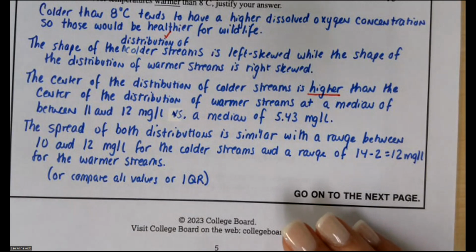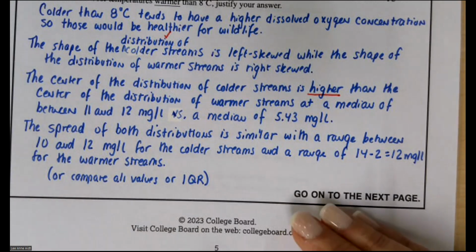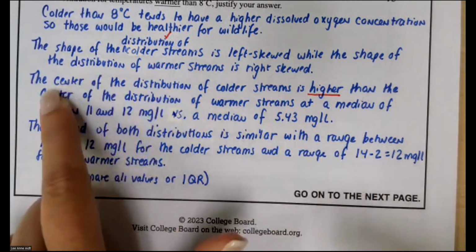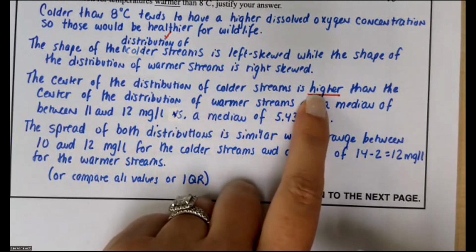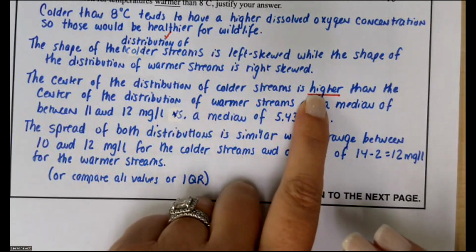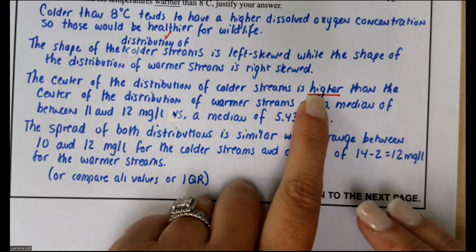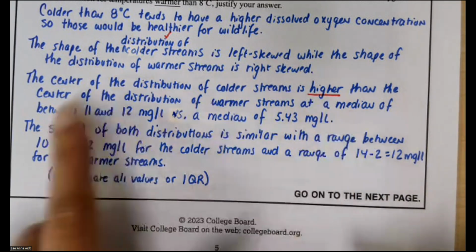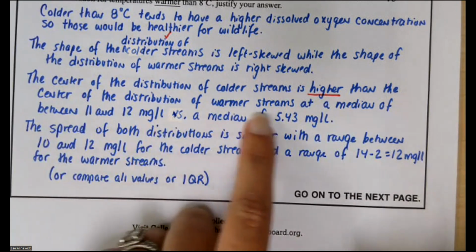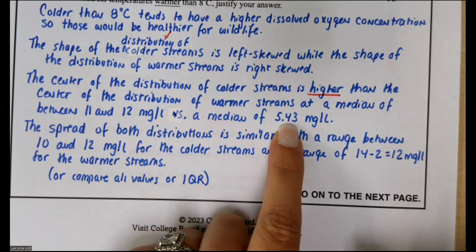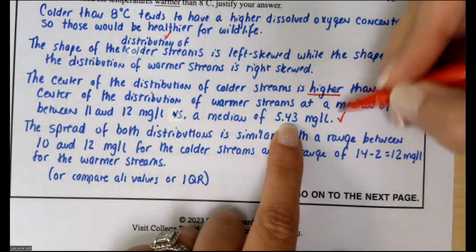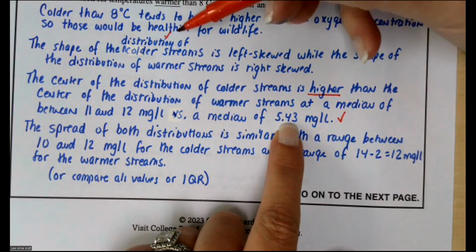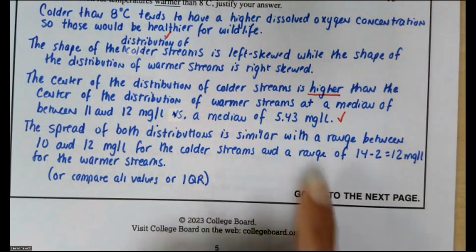The center of the distribution of colder streams is higher than the center of distribution of warmer streams. Have to say some kind of comparison language here. So more than, greater than, higher than, at a median of between 11 and 12 versus a median of 5.43. So directly compares the centers. So I had colder is healthier, directly compares the centers.